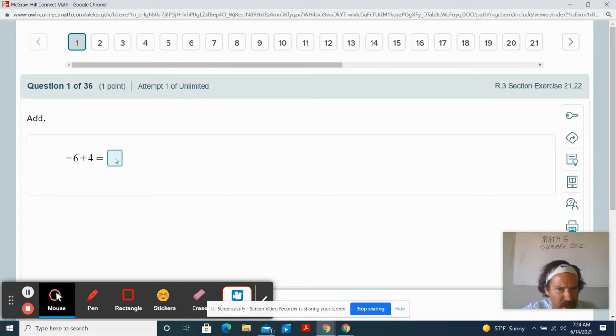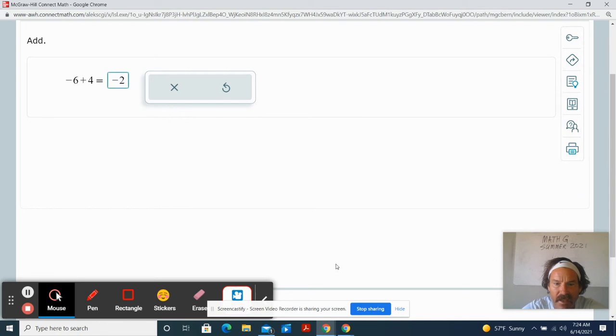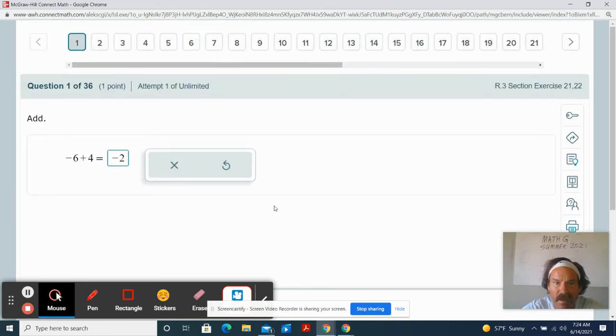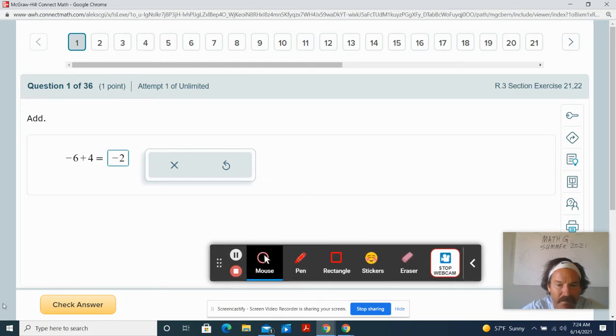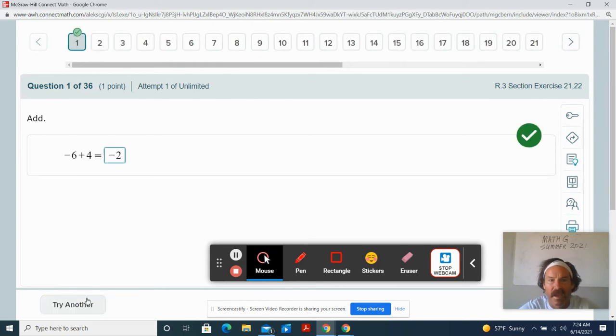We just click the box there and use our keyboard. We can put -2 in, and then we can go down and check the answer. Where is that at here? There it is. Just check the answer here. And when you see the green check mark, you got the answer correct.